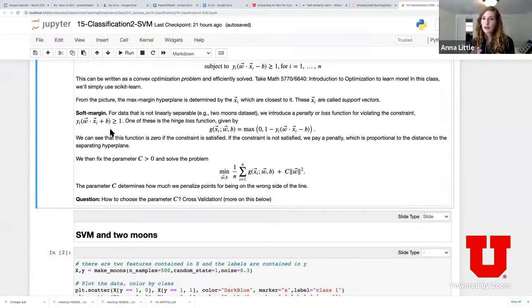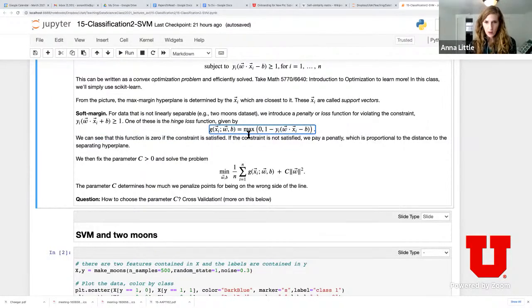We just introduce a penalty. We penalize any points that are on the wrong side of the line. So it's okay if they're there, but we'll penalize it to try to get as good a classifier as possible. So instead of having a fixed constraint, we have a penalty for violating the constraint. And one of the typical loss functions that's often used for this is called the hinge loss function, and it's given by the following formula right here.